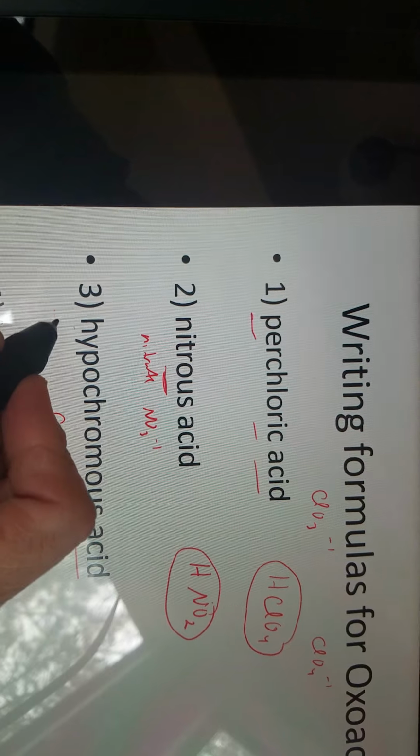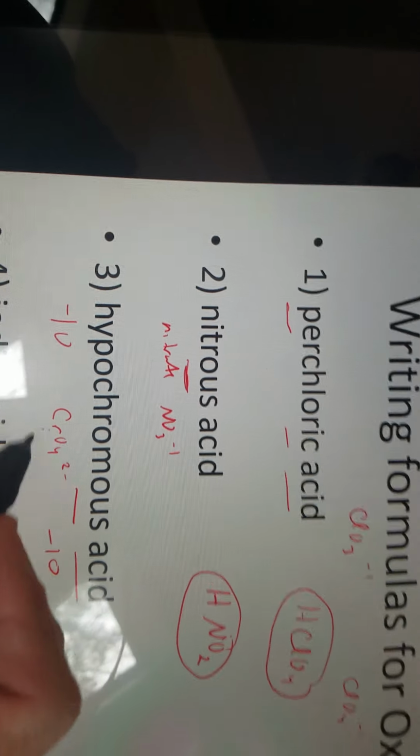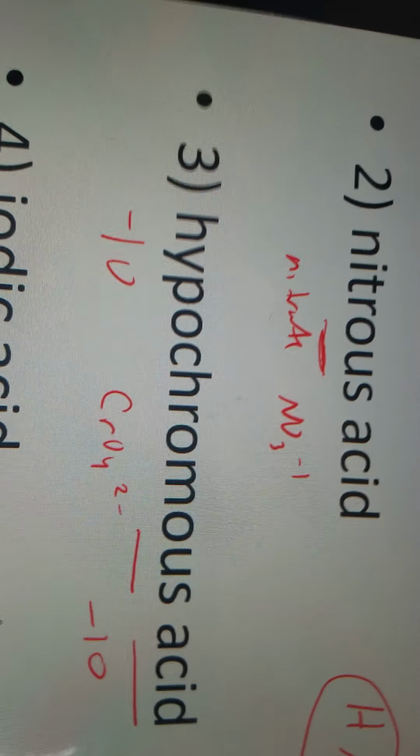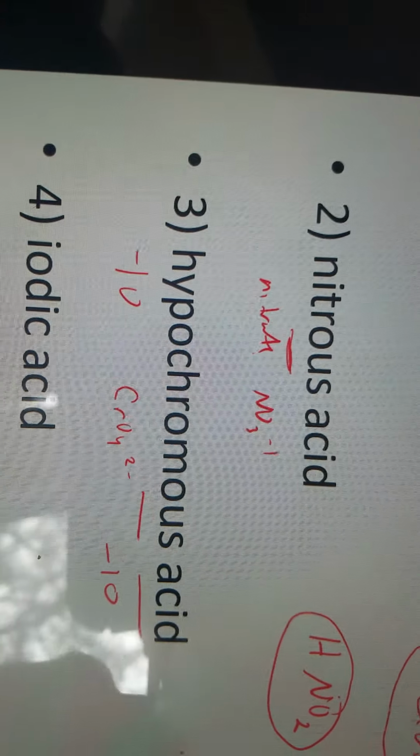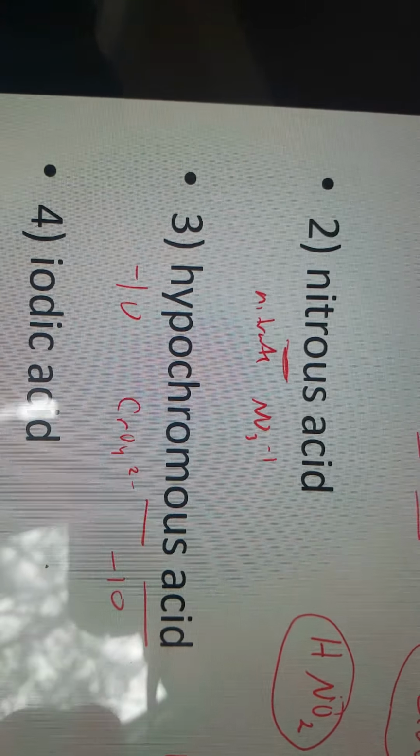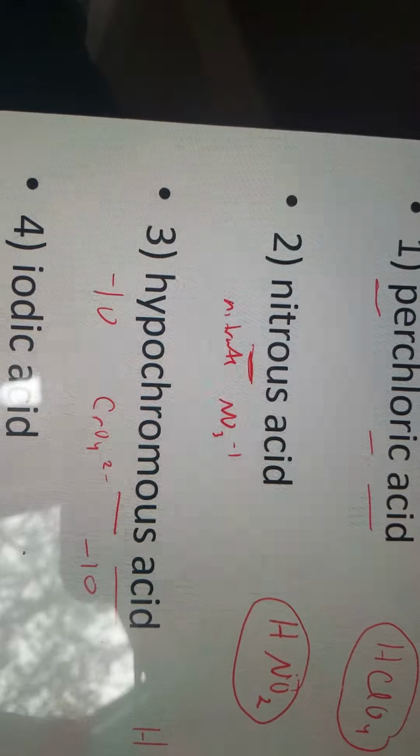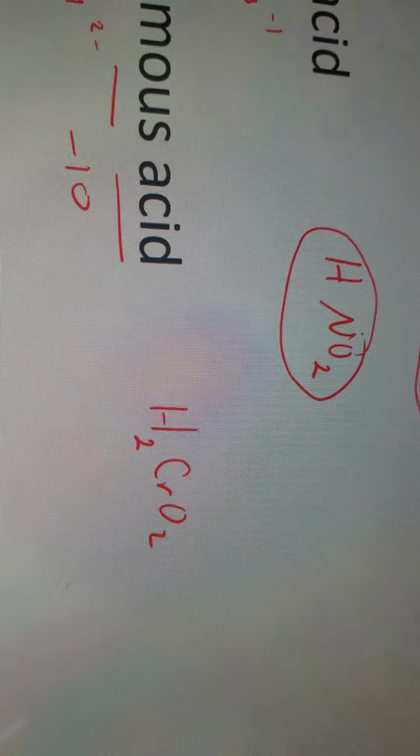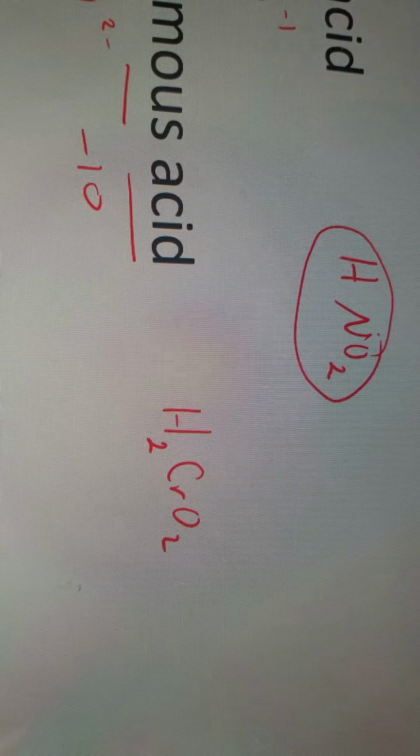If I have hypo, it means I've lost a second oxygen, so I need to lose 2 oxygens from my chromate ion. I'll put that with my hydrogen, so it'll be CrO2. It still has a -2 charge, meaning that my hydrogen would also need to have the 2 to balance it off to a 0 charge.